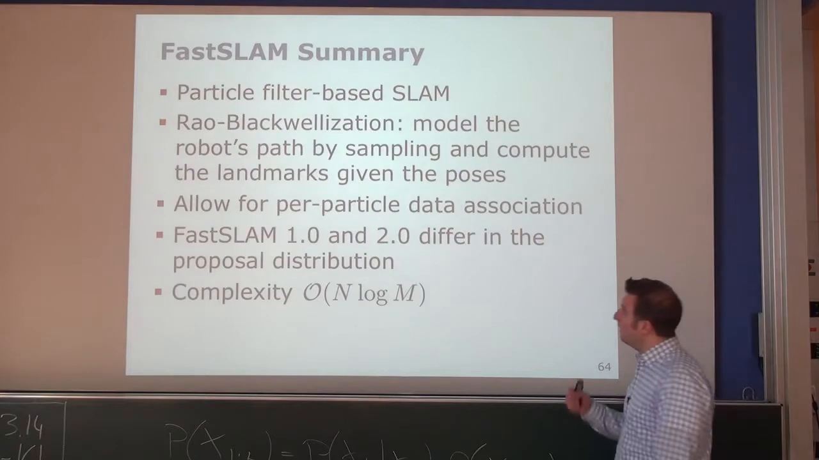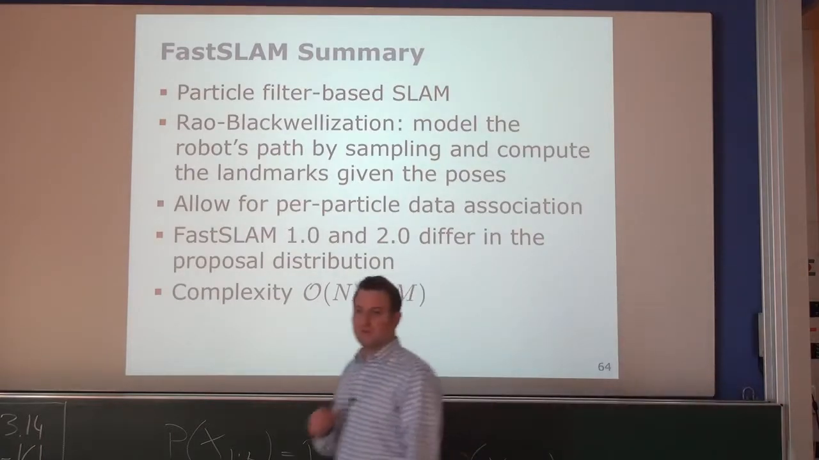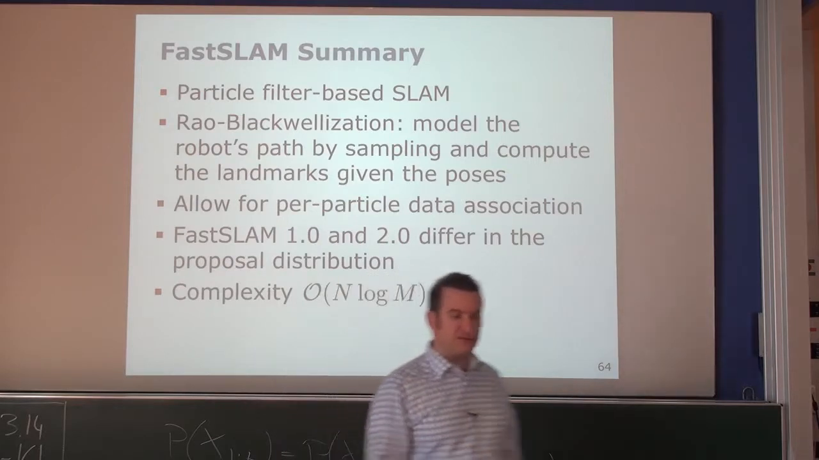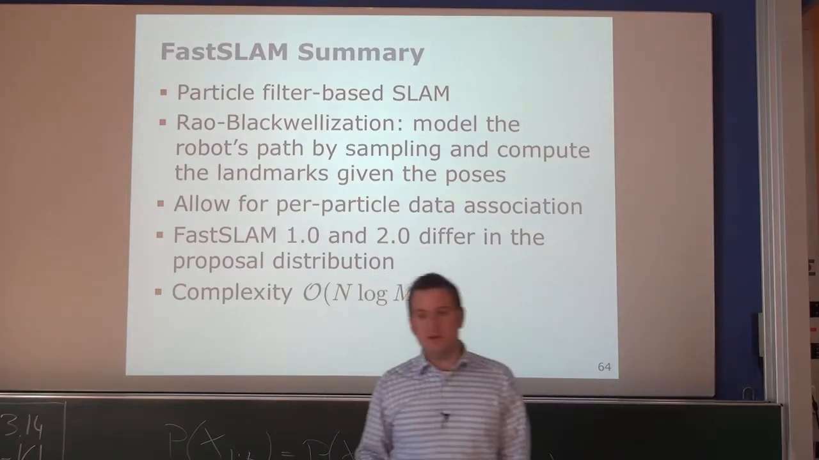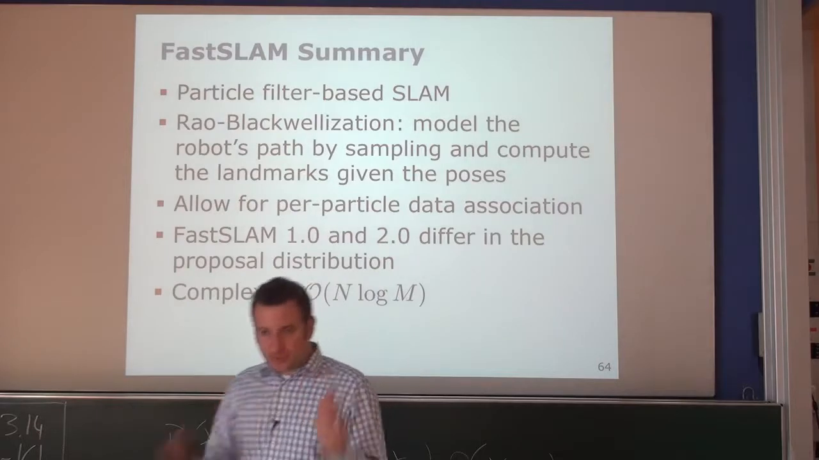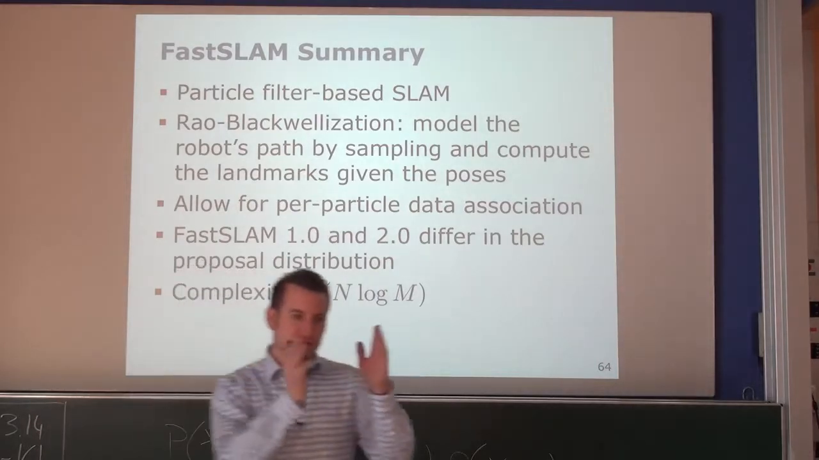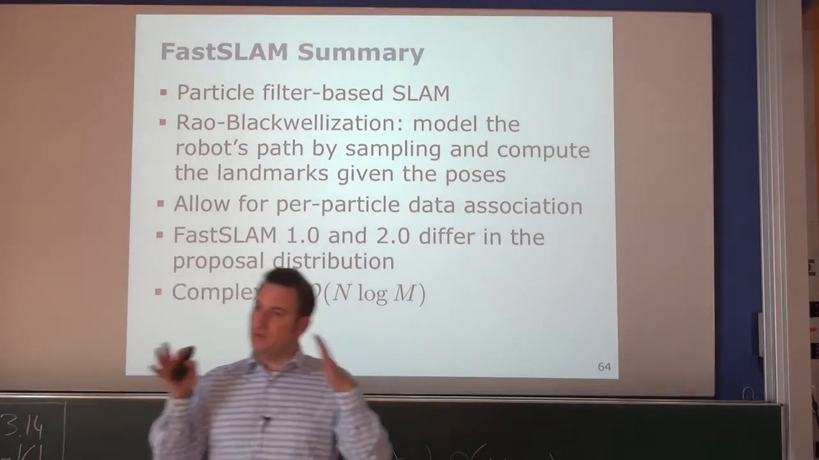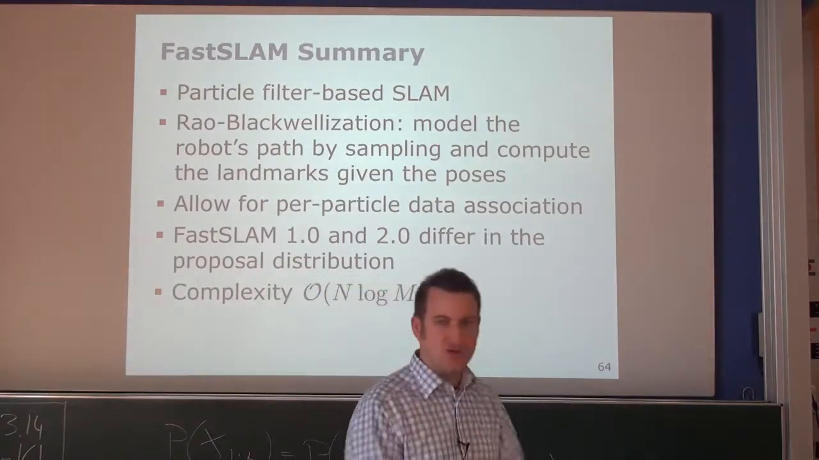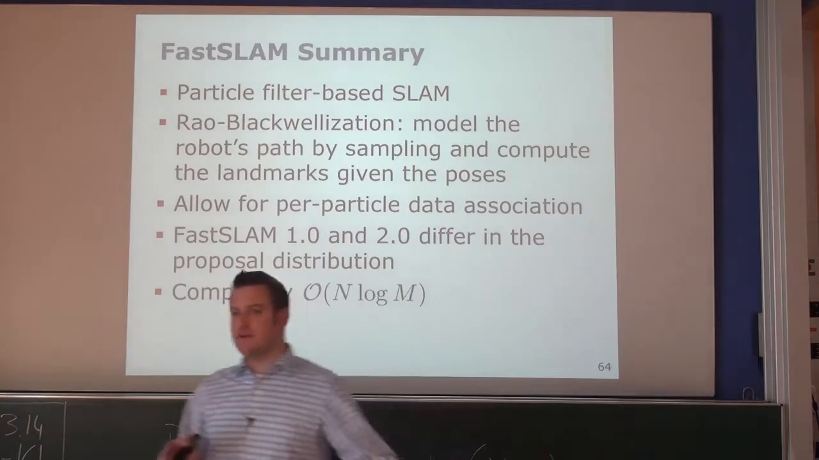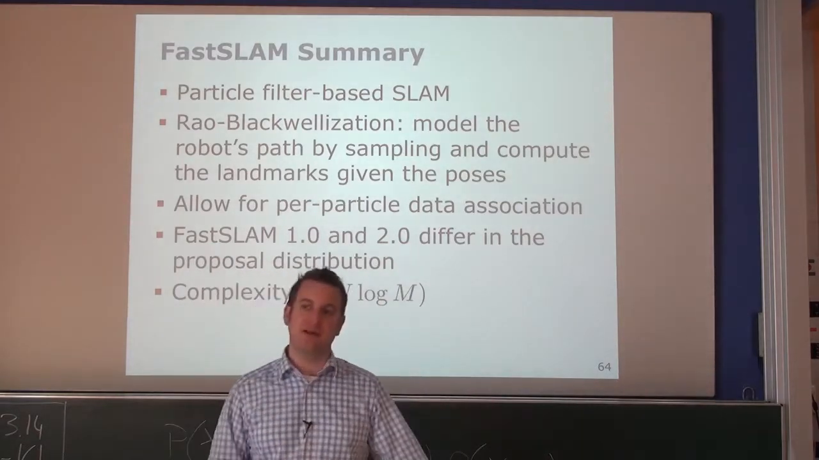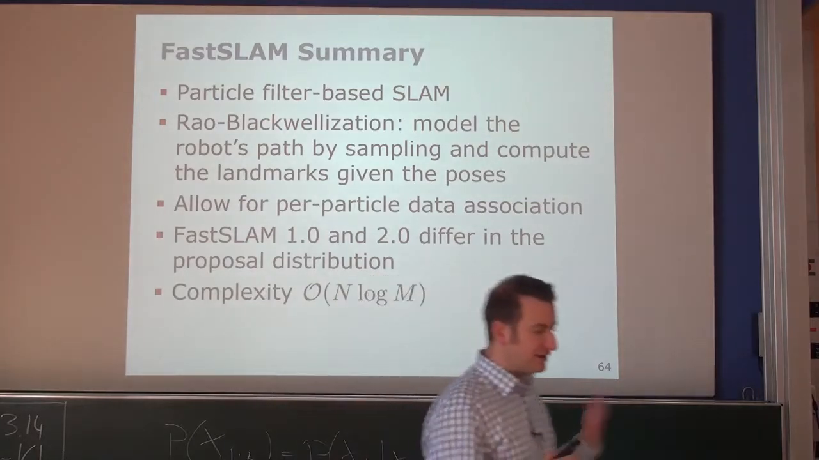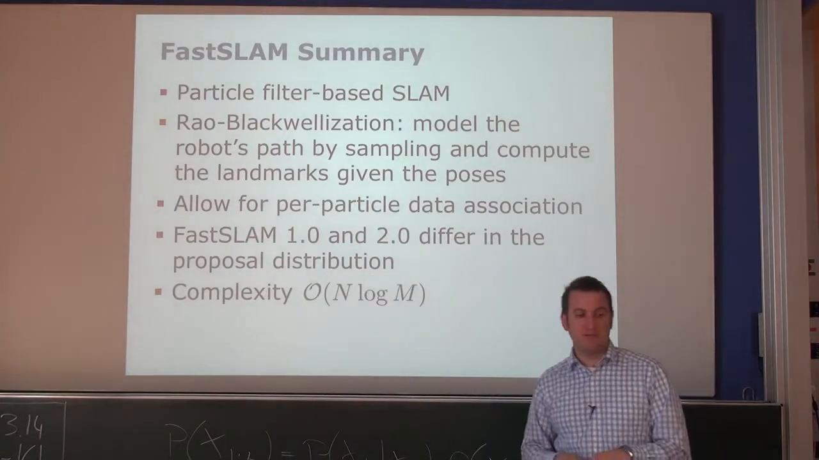So to sum up with FastSLAM, what does FastSLAM typically refer to? FastSLAM is particle filter-based SLAM that uses this trick of separating the estimation of the trajectory from the estimation of the map. We use particles only to estimate the trajectory, and then for every one of those trajectory estimates, so for every particle, we build a known map. This is called Rao-Blackwellization. And therefore, it is a Rao-Blackwellized particle filter for SLAM.